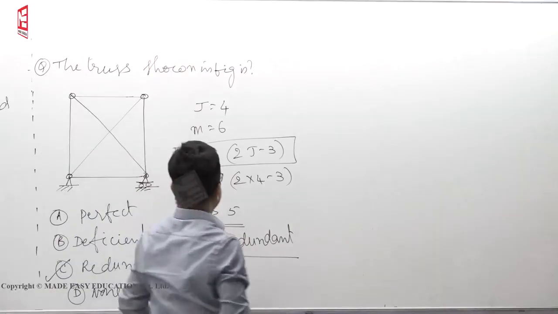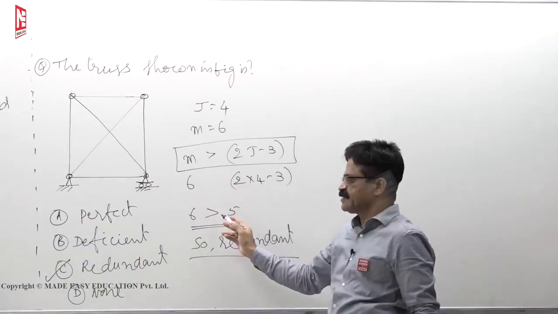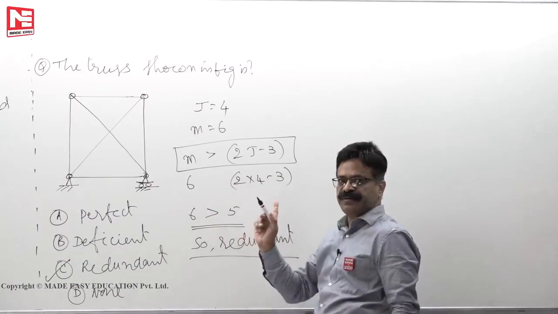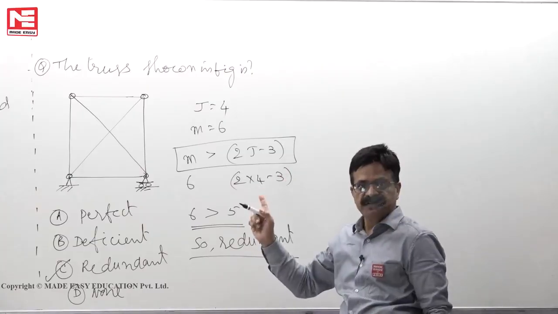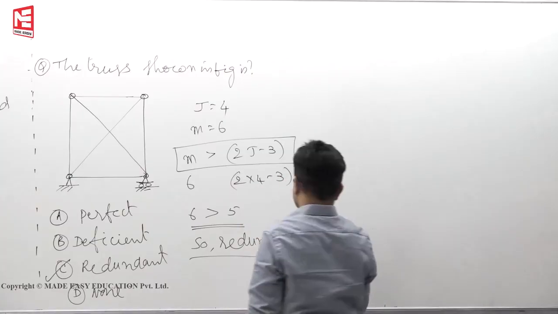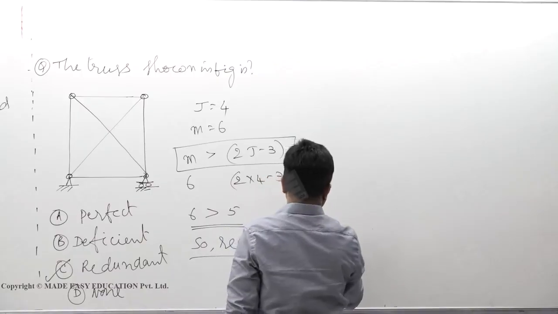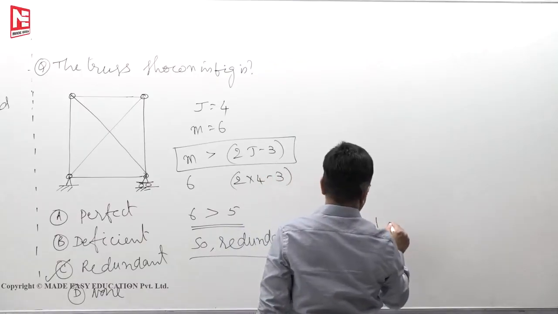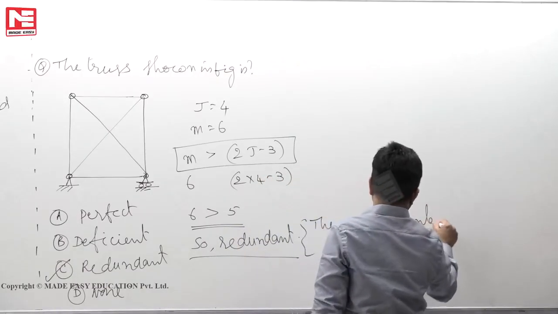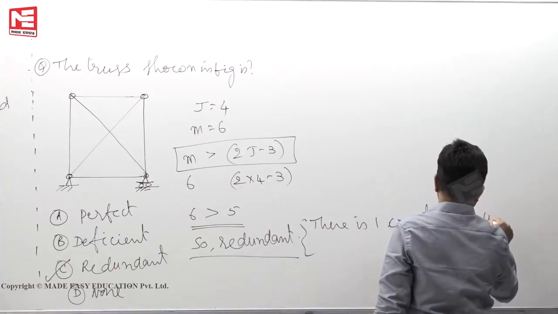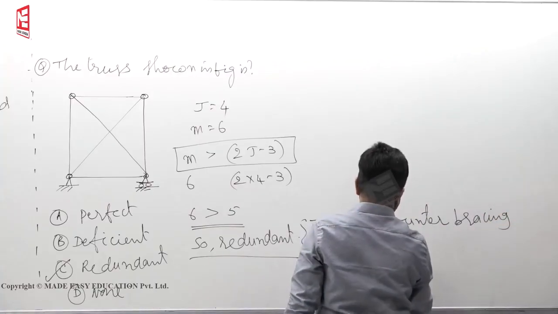Now how many members are there in excess of 2j minus 3? 6 minus 5, 1. That means there is one counter bracing member. Redundant. There is one counter bracing member.